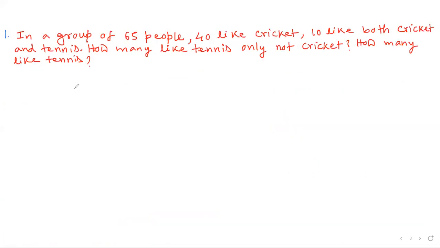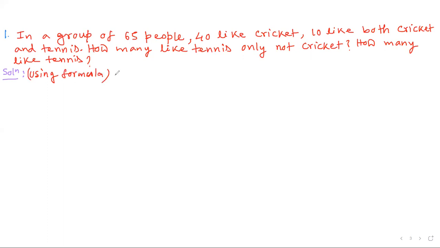This is the word problem, and now I will solve this sum by using formula, and again I will solve that by using Venn diagram. Two types of methods I will discuss. First, I will discuss this problem by using formula. So if you use the formula, then how will you solve this word problem?